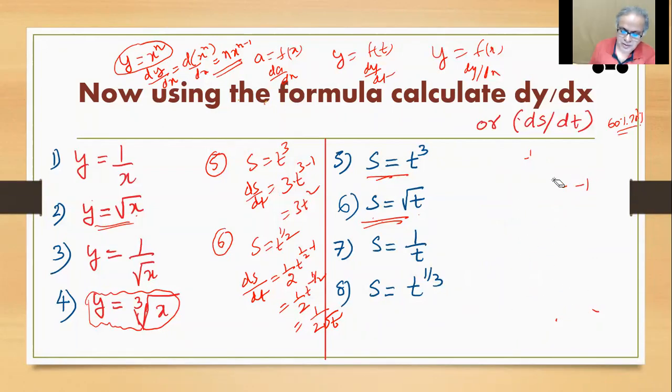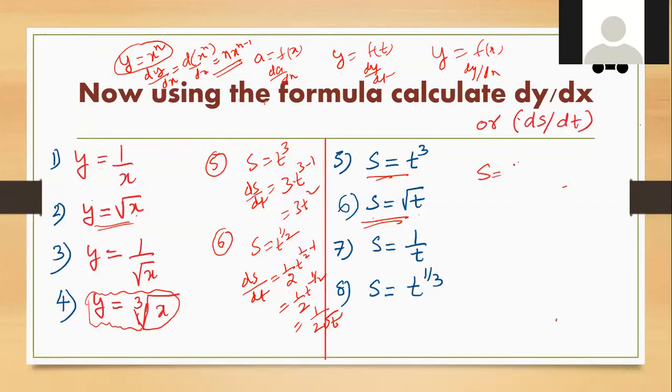Now, Srivalli, tell me how to do s equals 1 by t. I want you to speak. Shivacharan, come on. S is equal to 1 by t, which is t to the power of minus 1. So ds by dt is equal to minus 1 into t to the power of minus 1 minus 1, that is equal to minus 1 t to the power of minus 2, minus 1 by t square. Right.